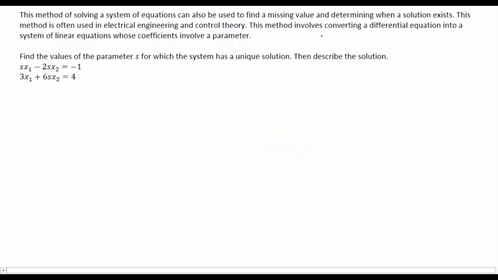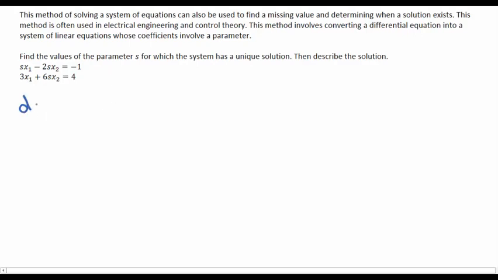So this method for solving systems of equations can be used to help us find a missing value and to determine when a solution exists. So in electrical engineering and control theory, we often have a differential equation which can be converted into a system of linear equations, and the coefficients often involve a parameter. So for example, here's a linear system, and we want to find the values of the parameter for which the system has a unique solution, and then we'll describe the solution.